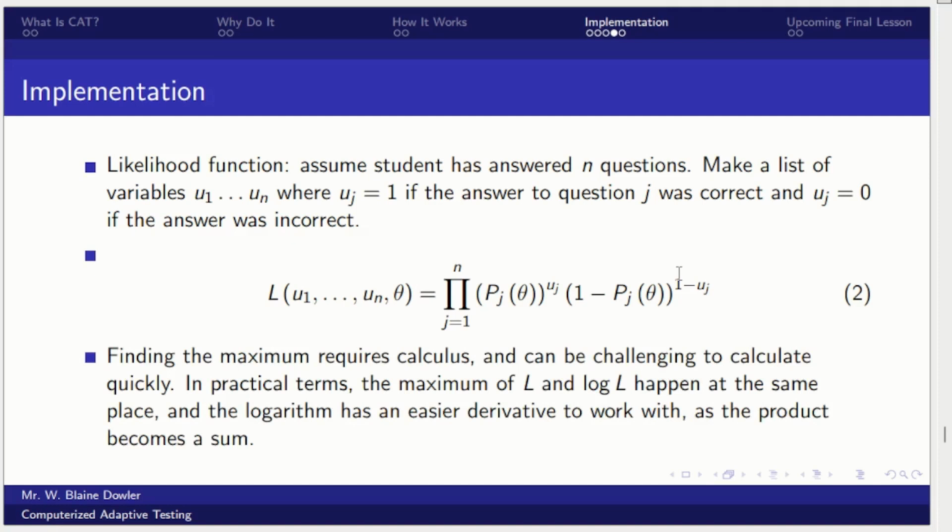So finding the maximum does require calculus. It can be challenging to calculate it quickly, although practically speaking, if you take the log, well, then the product becomes a sum and the maximum will happen at the same place. So that does make it a little easier to calculate mathematically.